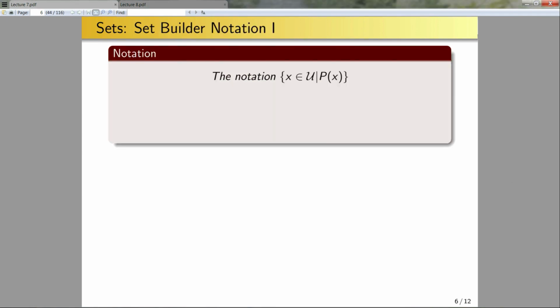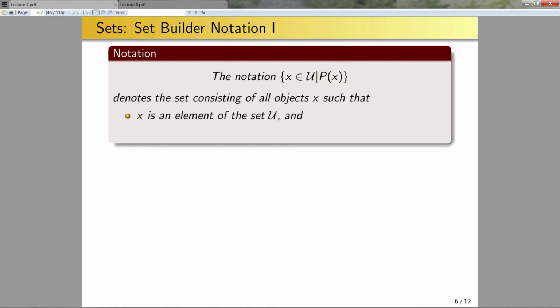Okay, so let's introduce set builder notation. The notation {x ∈ U | p(x)} denotes the set containing all of the objects x such that 1, x is an element of U, and 2, p(x) is a true statement.